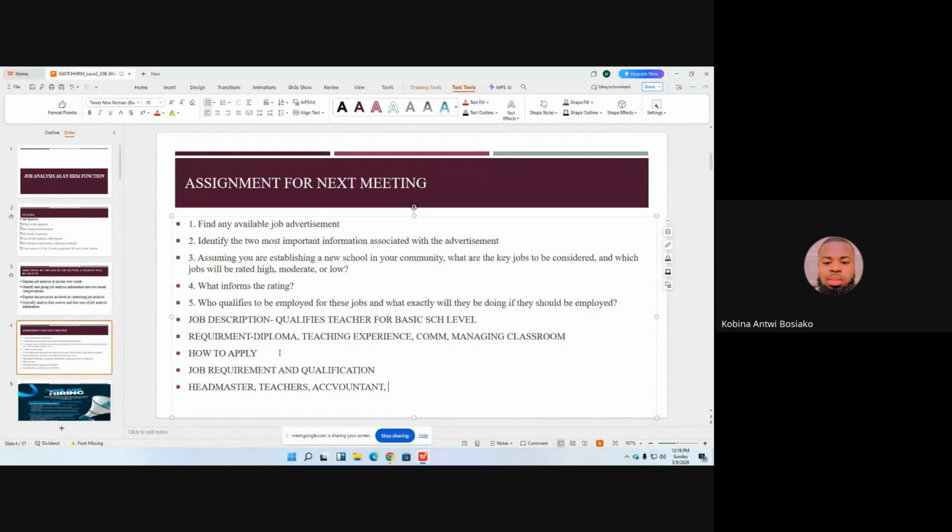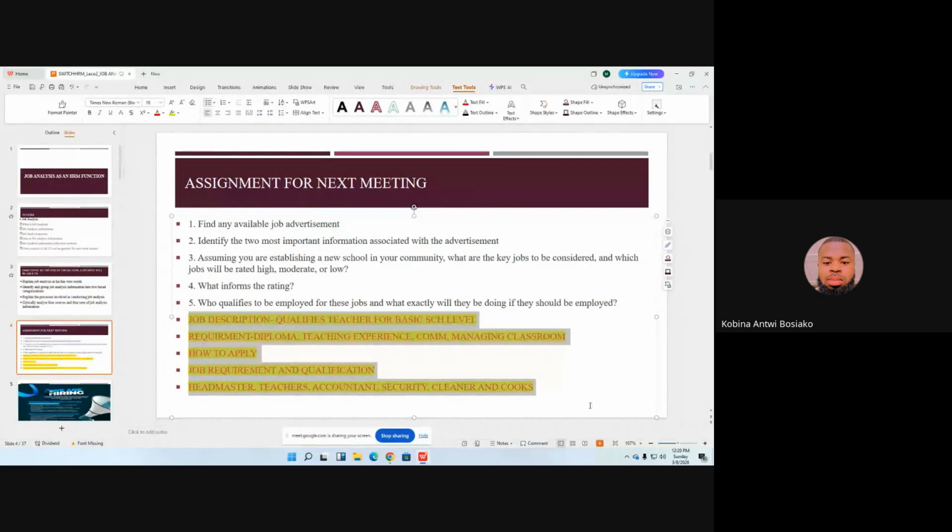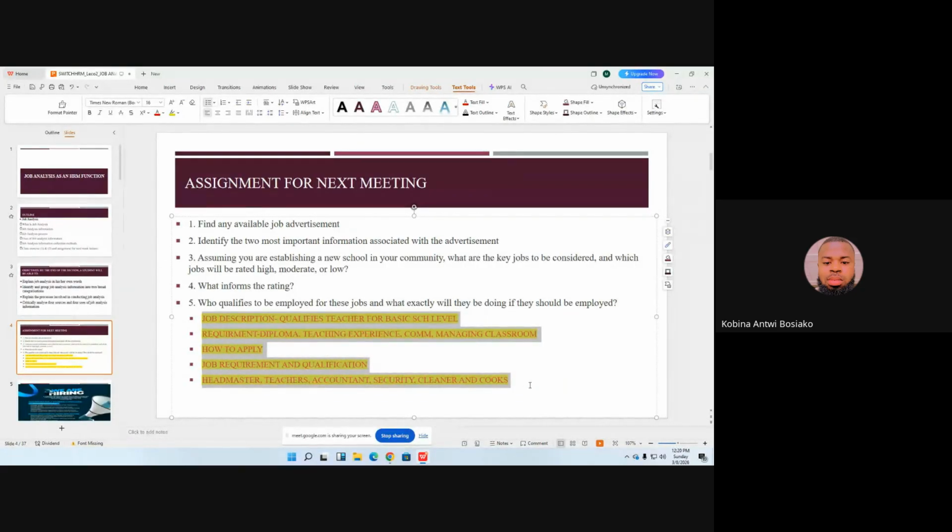And I also have the security guard, rated moderate because he or she is supposed to protect school property and students. And the last one is the cleaner and the school cook. The cleaner is rated low because he is supposed to maintain the cleanliness of the school. And the school cook is also rated low because he is going to prepare food for the students. And the last one is who qualifies for these jobs and their duties.